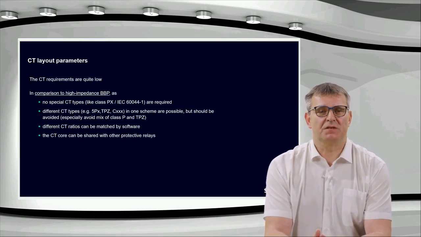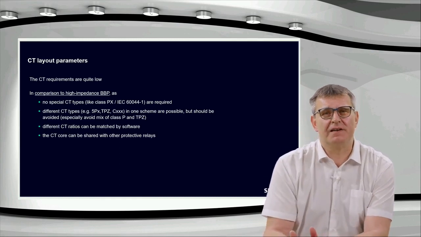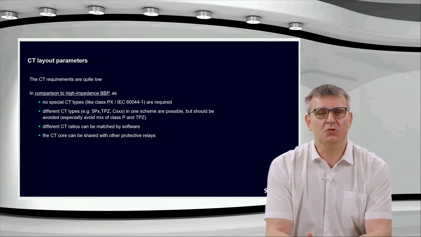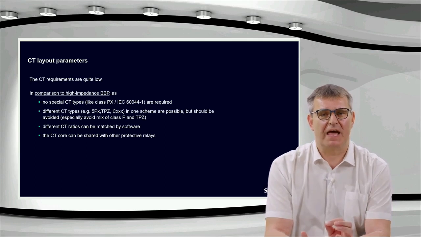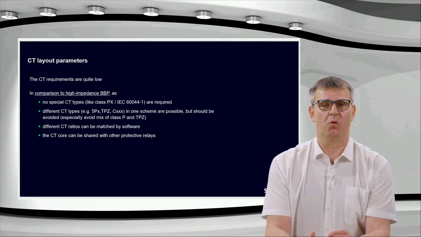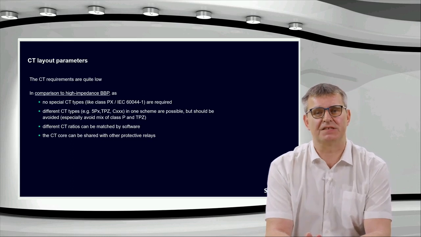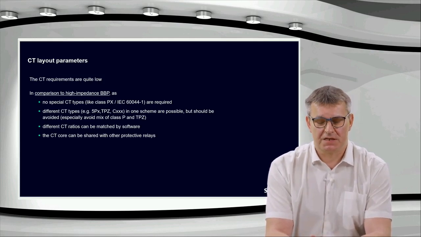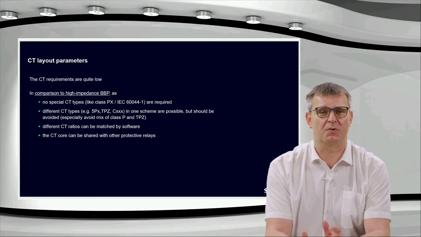For low impedance busbar protection, we stated, and still state, that we can use different CT types, but in the meantime we are a little bit more careful than in the past. New is that we say: avoid a mix of different CT types within one scheme, and especially avoid the mix of class B and the TPZ class, because there is quite different behavior regarding the DC component and so on. For sensitive applications, this may cause problems.